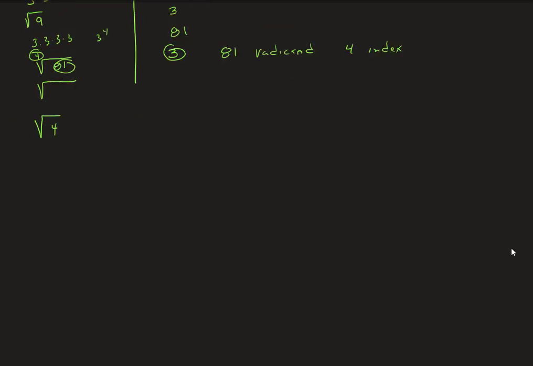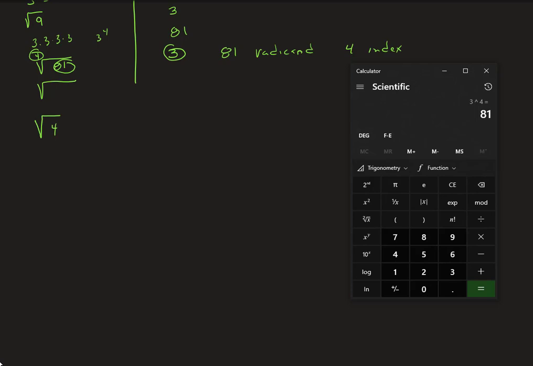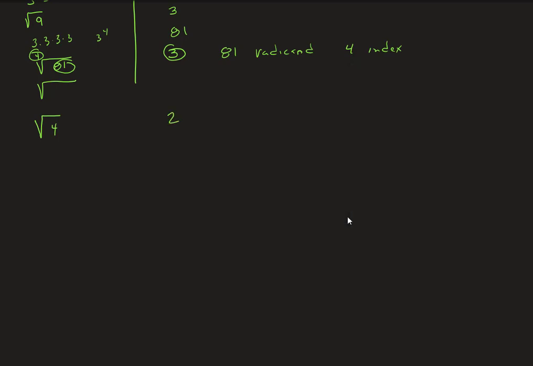What is the square root of 4? Well, I can go to our little calculator and put in 4 and the square root, and I come up with 2. So when we talk about the root of 4, or the square root of 4, we say it's a 2.